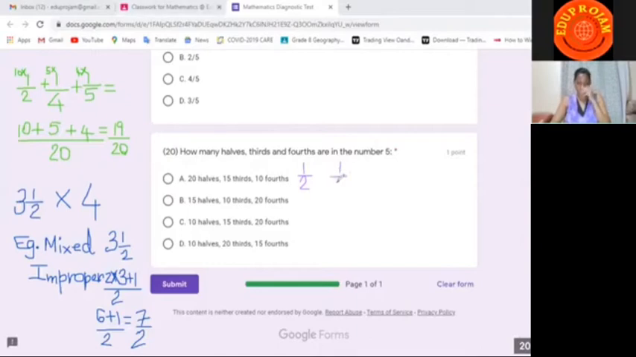Get the answer now. Work it out, Ashley. Guide me, I'm your student. No, work out how many halves are in the number 5. That is the first part of the question. How many halves are in the number 5?